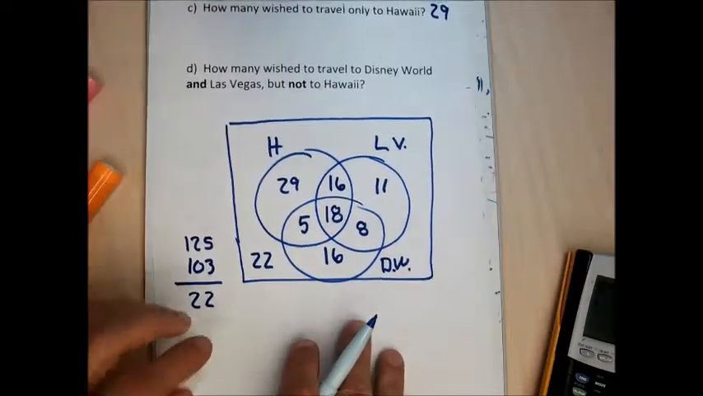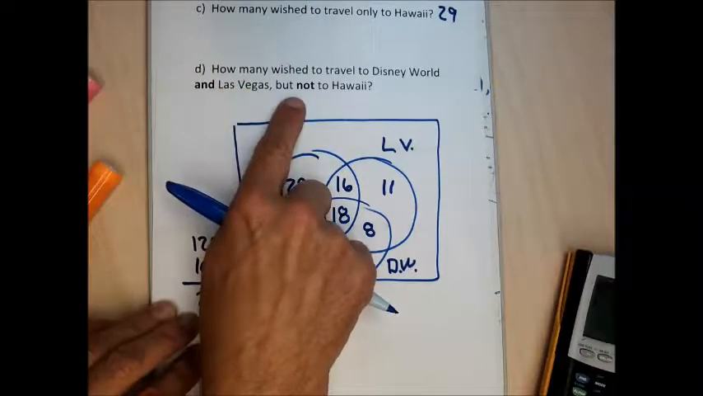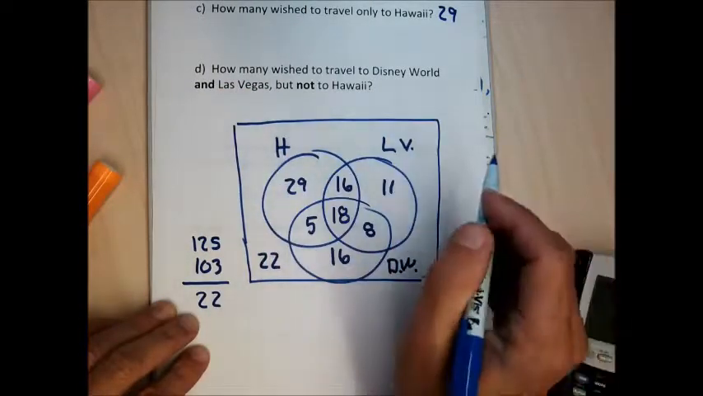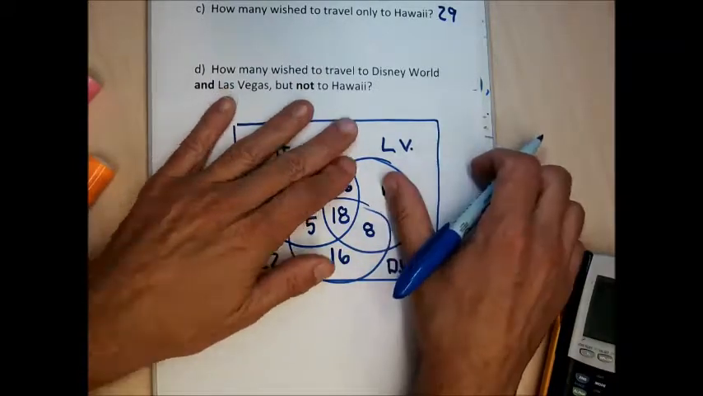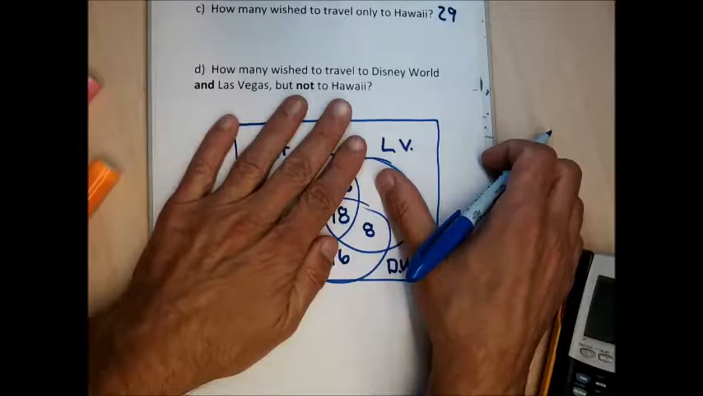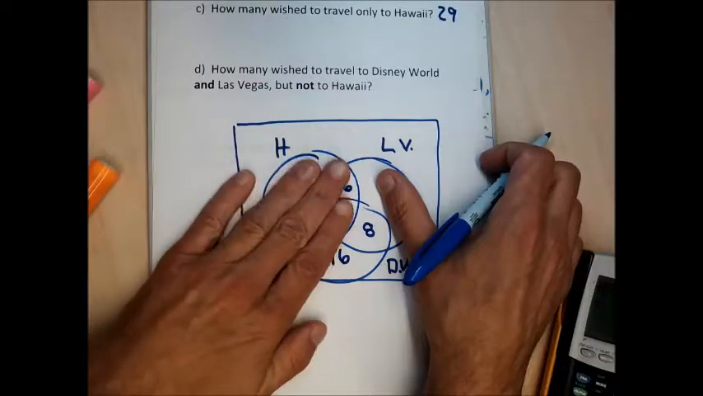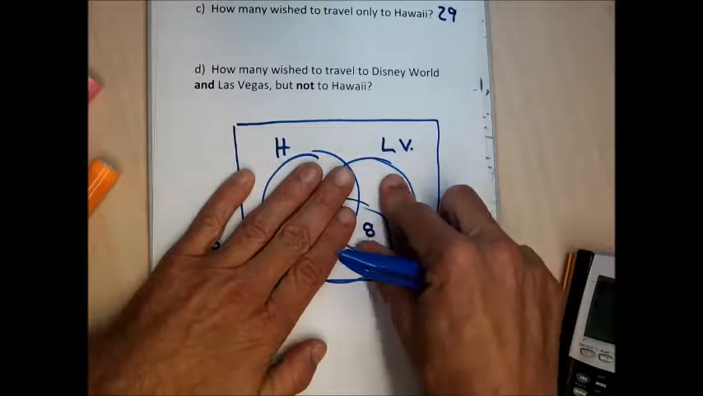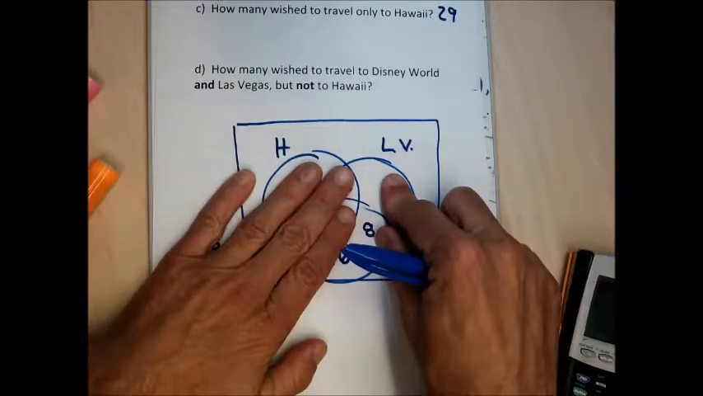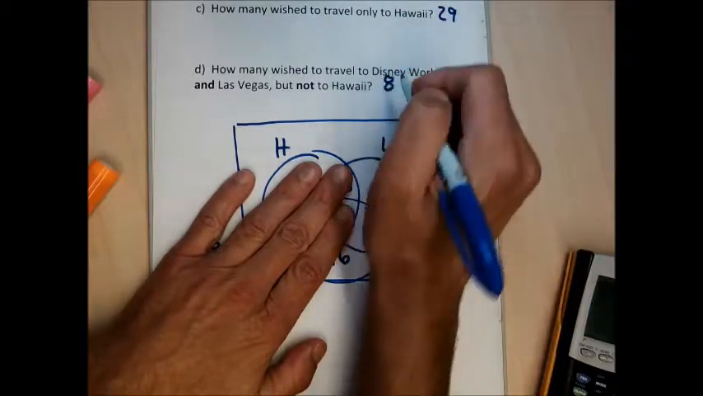How many wish to travel to Disney World and Las Vegas, but not Hawaii? So they want to go to both Disney and Las Vegas. The both Disney and Las Vegas are those right there. Those 18 and those 8 want to go to both Disney and Las Vegas. But I want to throw out the ones of those that want to go to Hawaii, which are those 18. So I'm only counting these 8 right there because they want to go to Las Vegas and they want to go to Disney World. And because they're outside the Hawaii circle, they're not wanting to go to Hawaii. So that's going to be those 8.